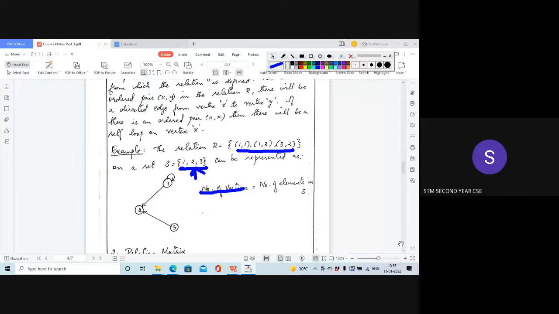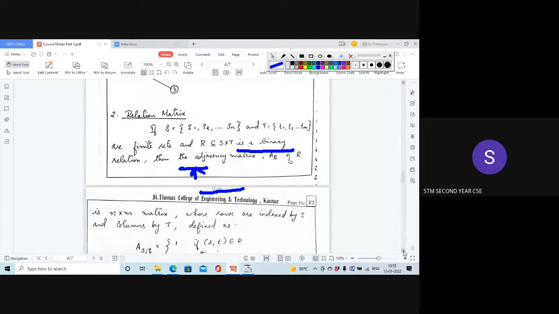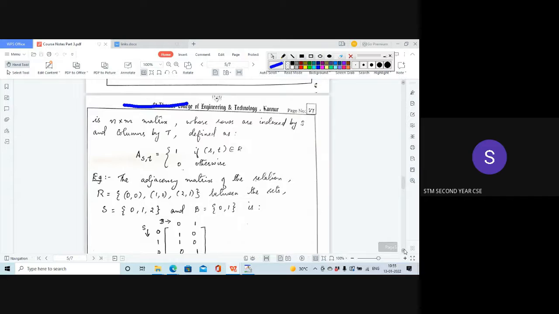First method of representing is using a directed graph. Now let us move on to the second method, and that is using a relation matrix. The second method of representing a relation is using the relation matrix. Now in a relation matrix, suppose you have two sets. Suppose 2 sets, S and B, are given.